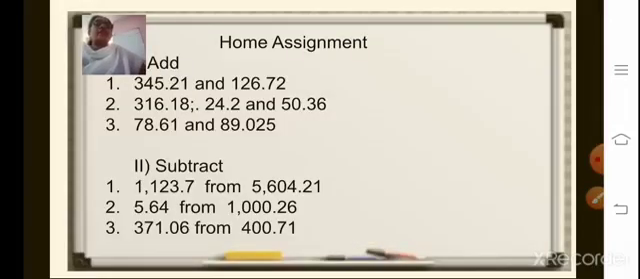Now based on this addition and subtraction of decimal numbers, there are homework sums for you, which you have to do in your homework part. 3 addition sums and 3 subtraction sums.